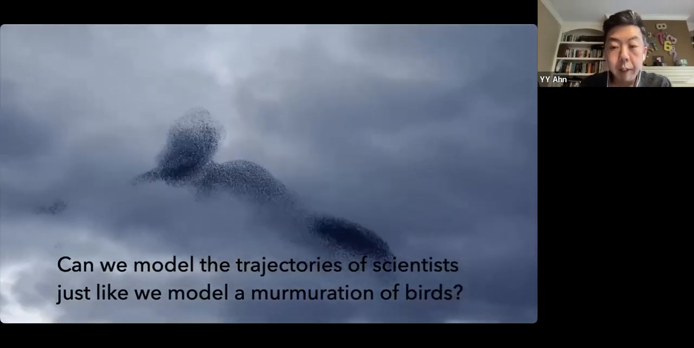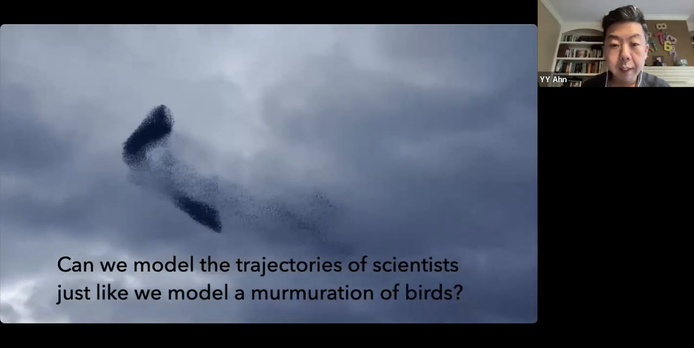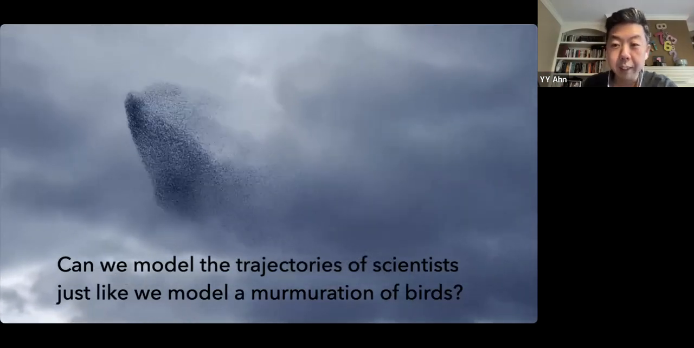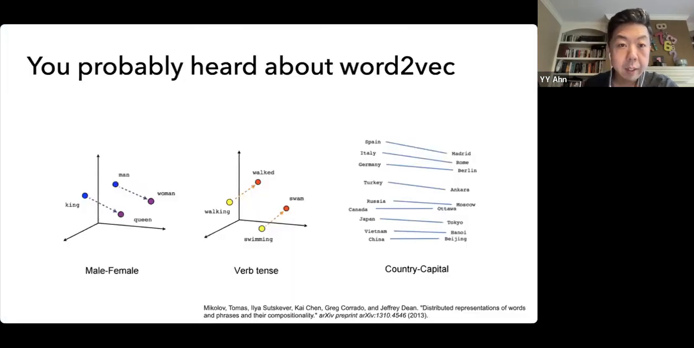And also we can think about scientists moving in the space of knowledge and how they move together, how they meet, how they collaborate and so on. So that's, I think, the power of the embedding, which allows us to think about the space itself. And you probably heard about the word2vec model, and I think it was the first model that really demonstrated this power of representation space.